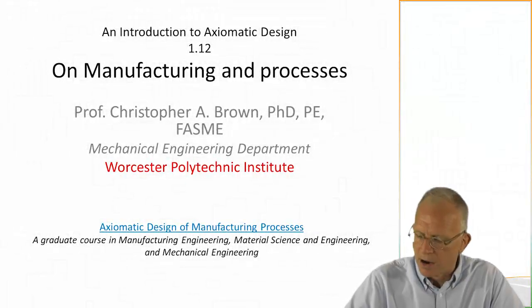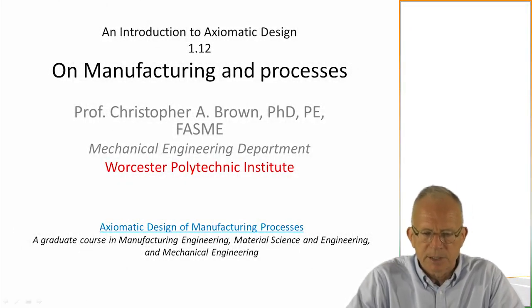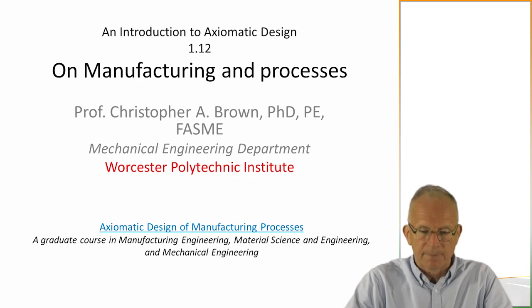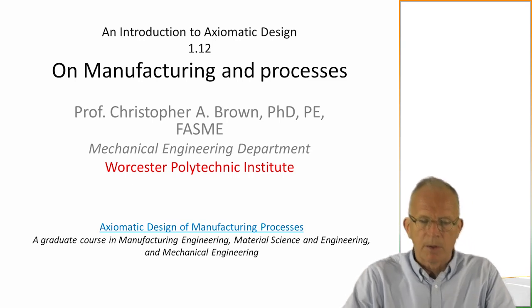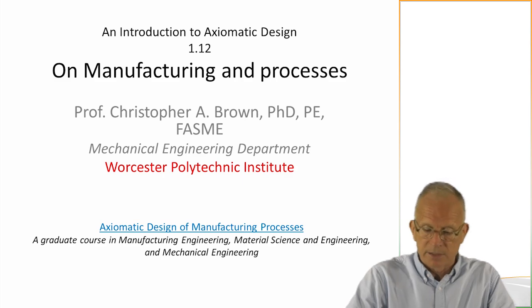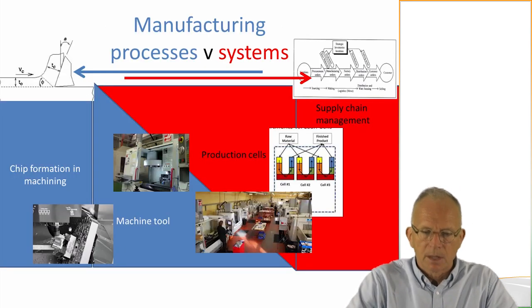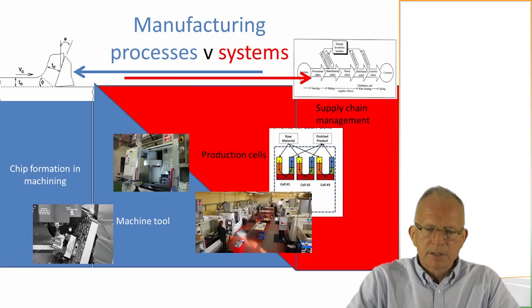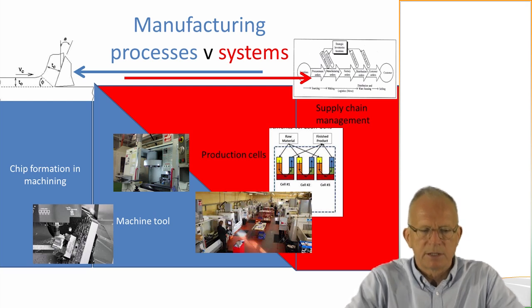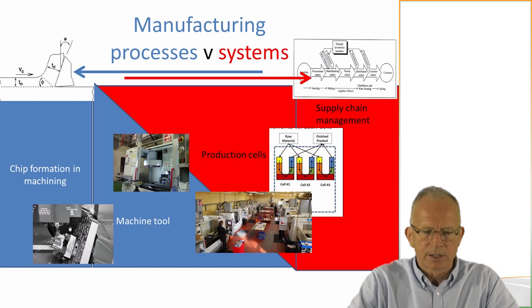So this section now is not specifically about axiomatic design. Here we're going to be talking about manufacturing, but in the context of axiomatic design. First, this is about manufacturing processes rather than about manufacturing systems. So let's take a look at this. And there's a kind of continuum.